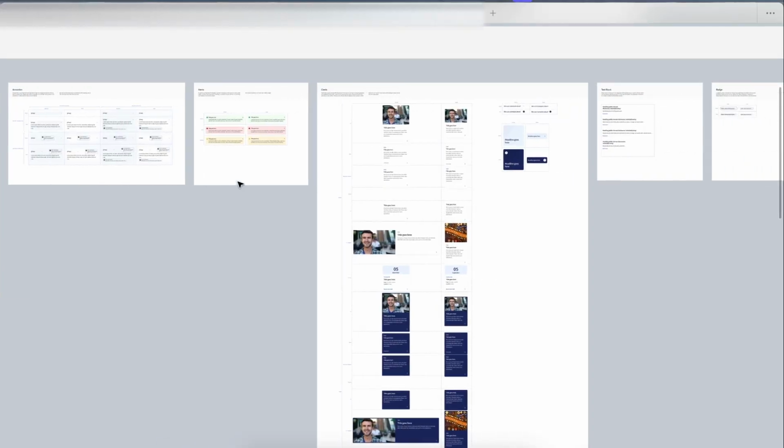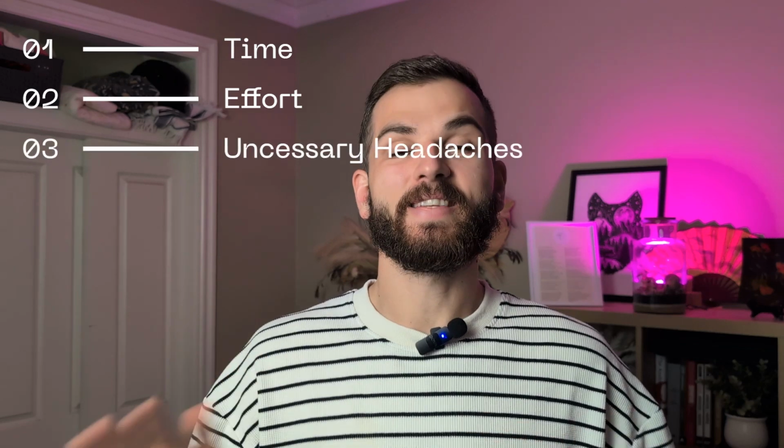If you're building design systems, don't make these mistakes. I've made them before and they've cost me time, effort, and unnecessary headaches. Let me tell you what they are and what I do differently now.